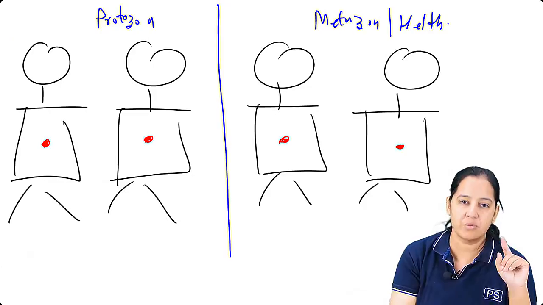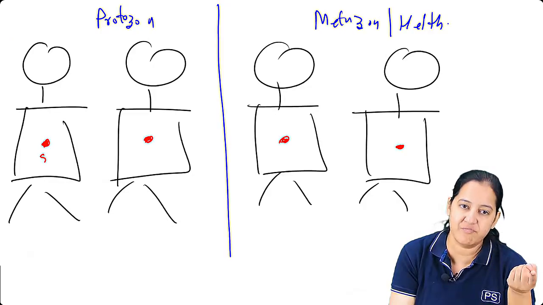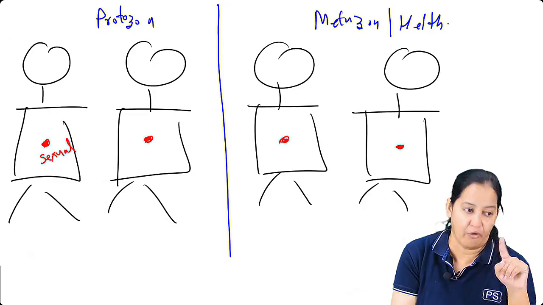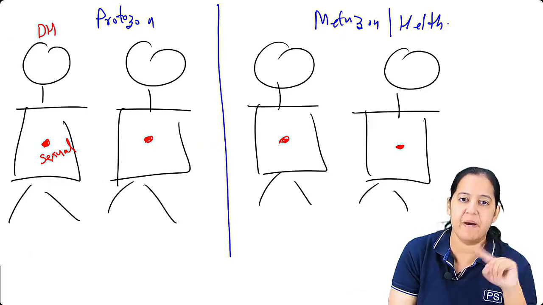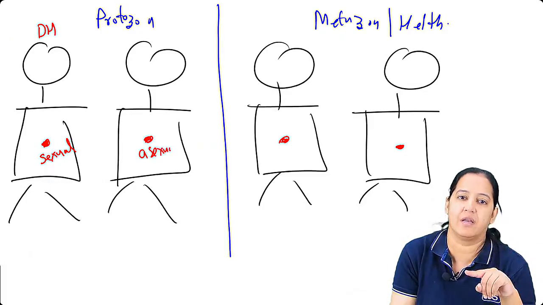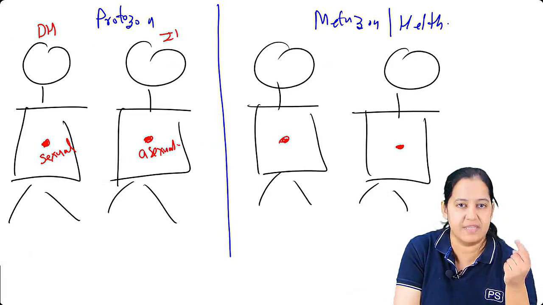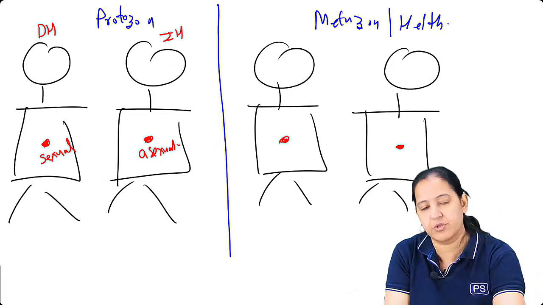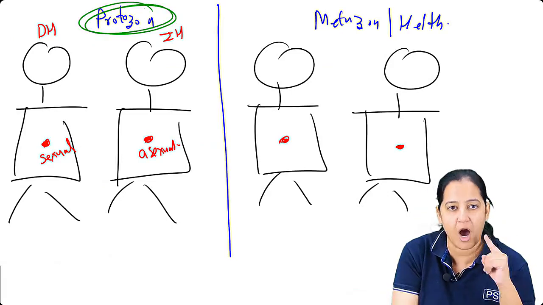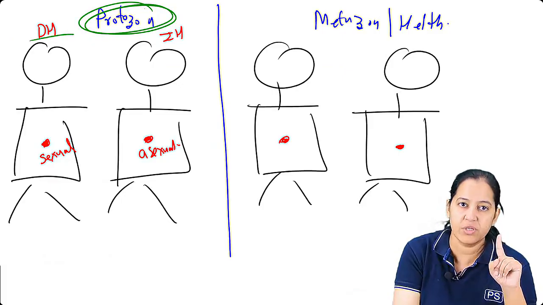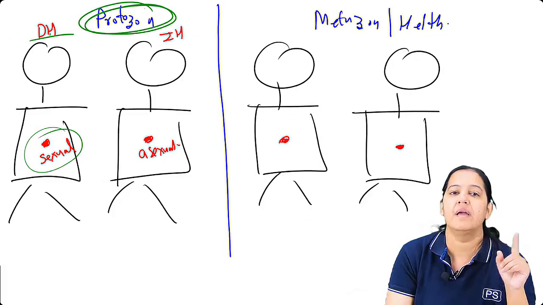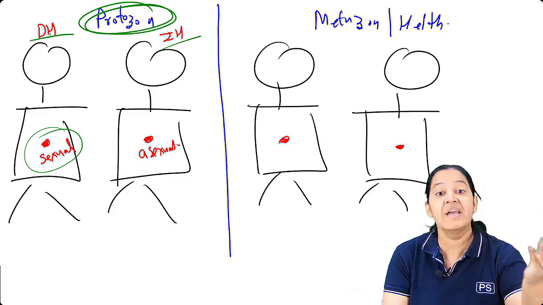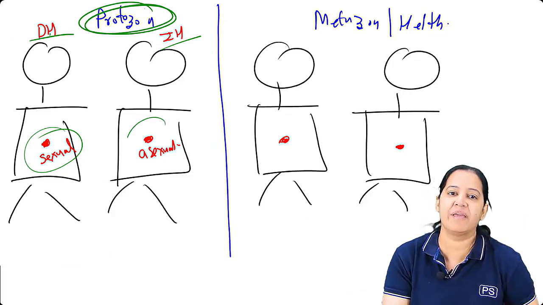So the parasite inside the host performing its sexual cycle, it is known as the definitive host. And if the parasite is performing an asexual cycle, it is known as the intermediate host. These are the definitions for protozoa. Say yes, people. So what is the definitive host? It is the host inside which the parasite is performing the sexual cycle. And what is the intermediate host? It is a host inside which the parasite is performing an asexual cycle.